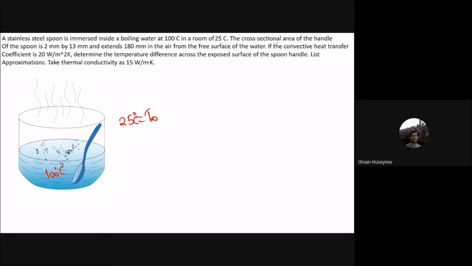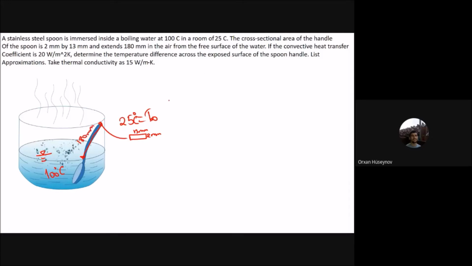And the cross-sectional area of the handle of the spoon is 2 by 30 millimeters. So this is the cross-section of the spoon, and we can approximate this one as a rectangle. If you approximate this one as a rectangle, you will have 2 millimeters by 30 millimeters. And then it extends 180 millimeters in the air from the free surface of the water. From that part to this free surface of the water, you have 180 millimeters.